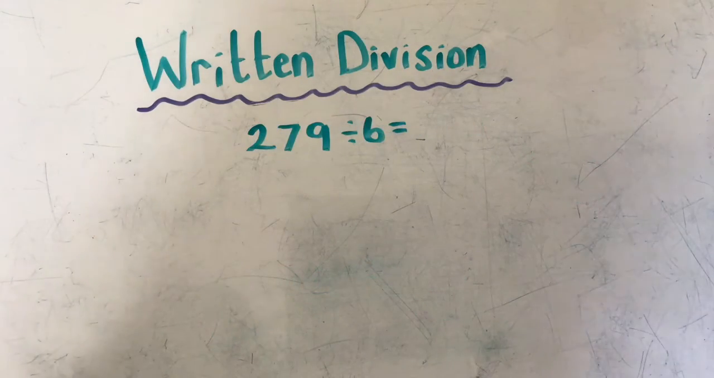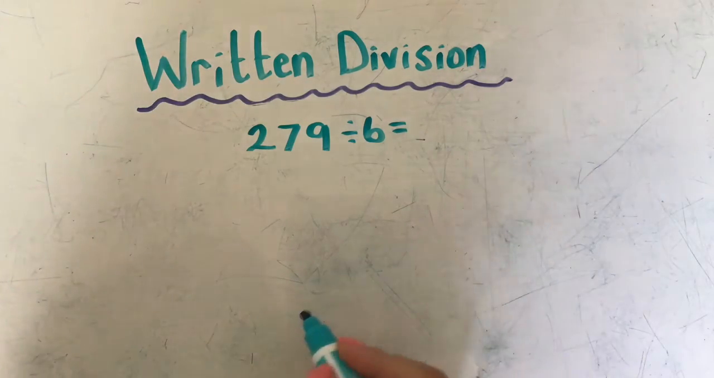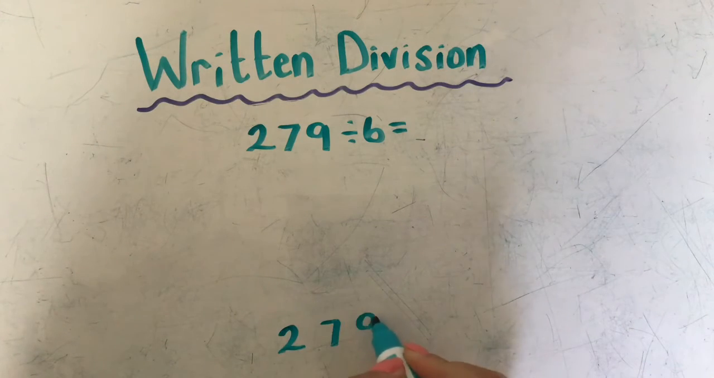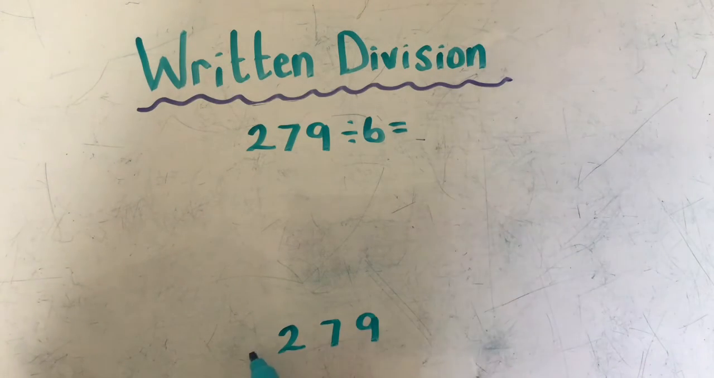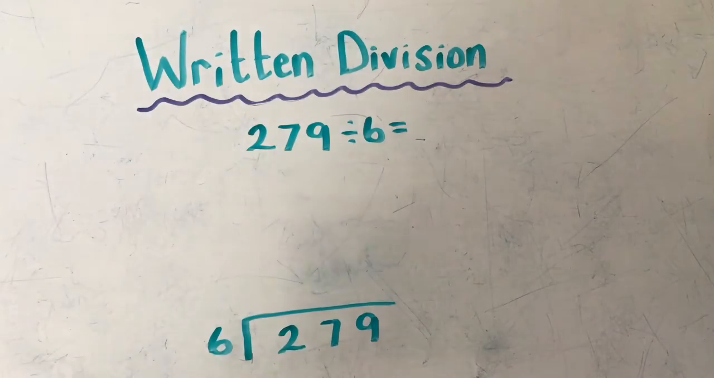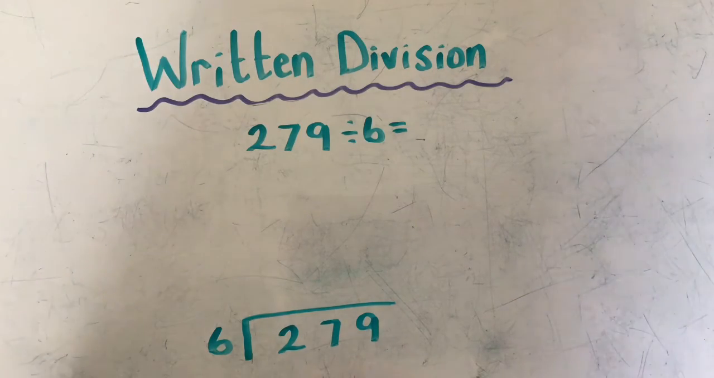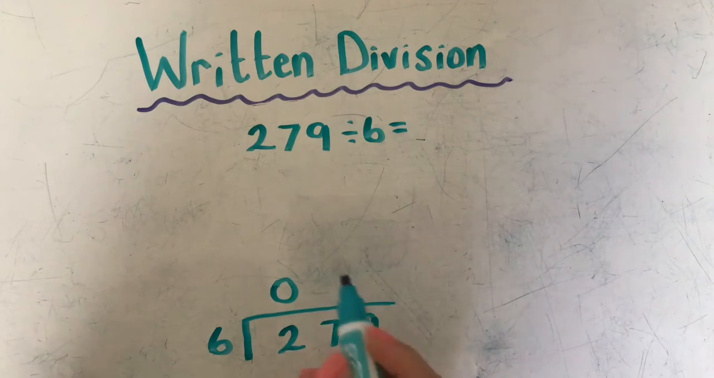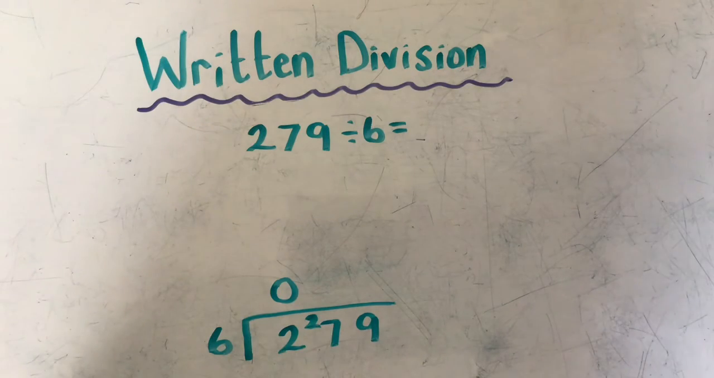I'm going to show you one more example before I give you some questions to do yourself. So this time it's 279 divided by 6. Again, we write out the number 279, leaving space between each of the digits. We draw in our bus stop, and we write the number 6 in front of it. Now we're going to work from left to right to see how many times 6 fits into the number 279. First of all, looking just at the number 2, 6 doesn't fit into 2 any times, so we write a 0 above it, and we carry over all of the 2.